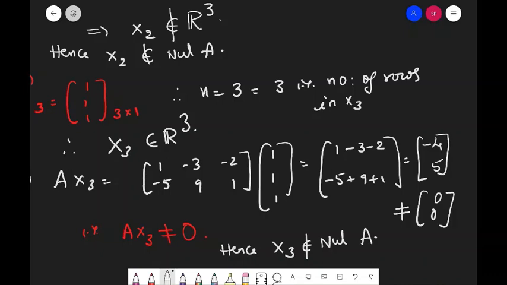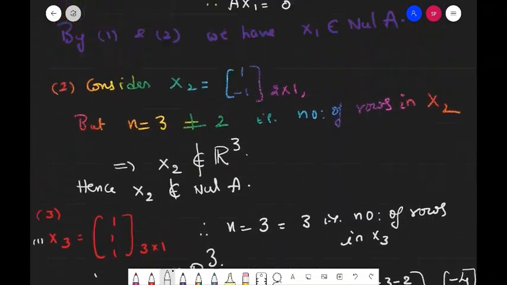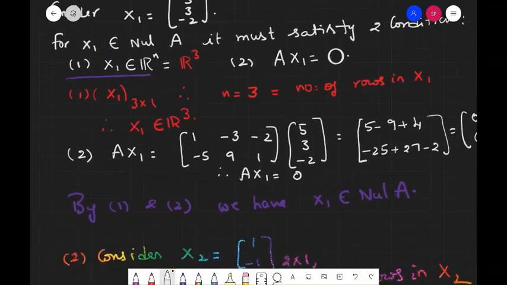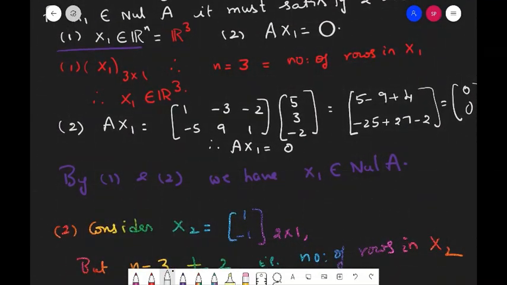So for any vector to be in null A, it has to satisfy two main conditions. The first one is that it should have the same number of rows as the number of columns in A. The second one is that it should satisfy the equation Ax equals 0. So here are the three vectors given.